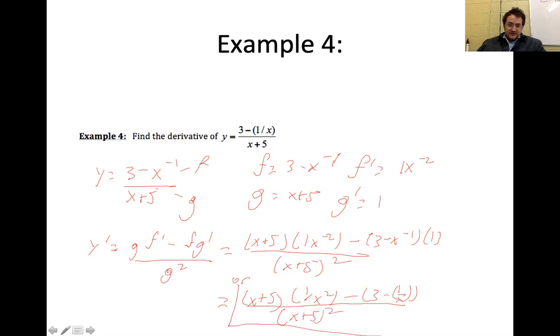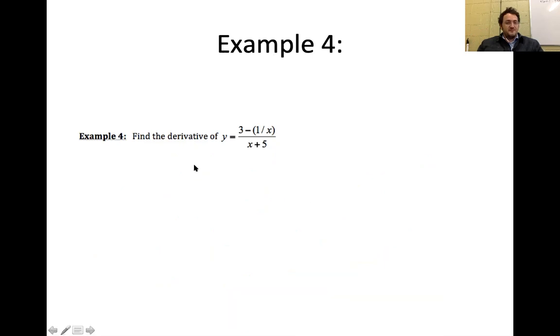And really, that's about the only type of curveballs that we throw in when you get those negative and radical exponents. So the better you are at power rule, the more you can be exposed to with the quotient rule, so to speak.